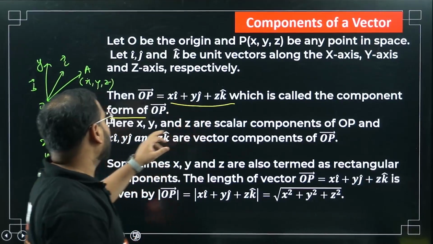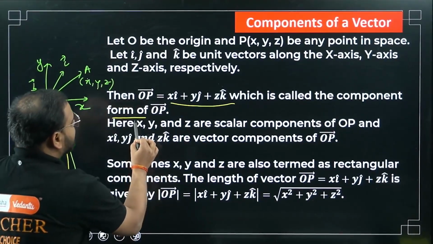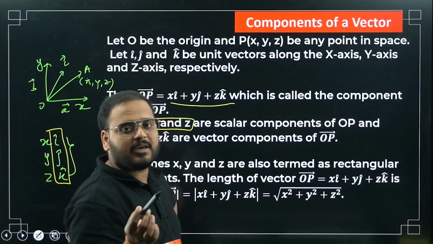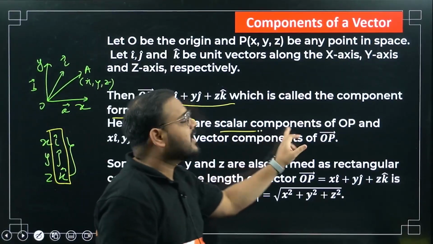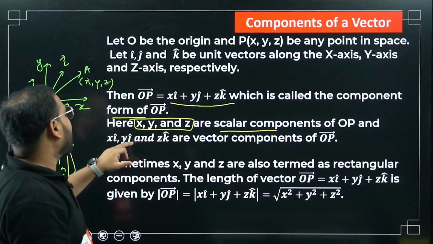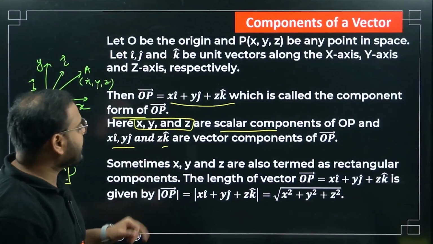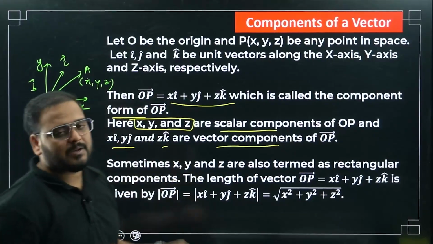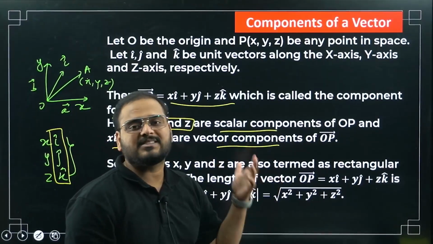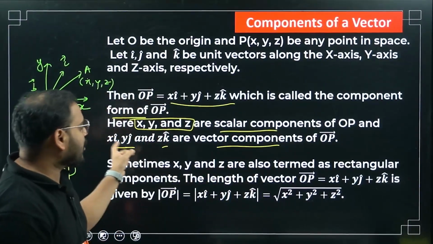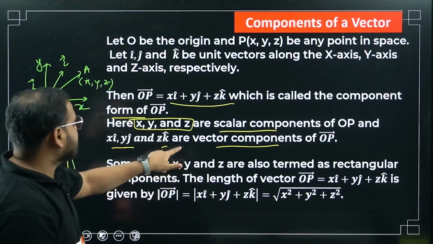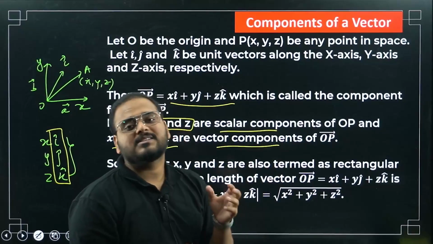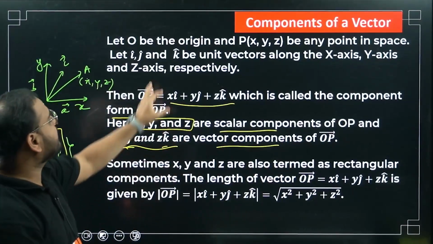Now the very important thing to know is this part. If written without i cap, j cap, k cap, these are scalar components. If you write them with i cap, j cap, k cap, they become vector components, because i cap, j cap, k cap are unit vectors across the x, y, z axes. It means you're talking about the direction sense also. So that becomes the vector component, whereas just writing x, y, z gives the scalar components of the vector.